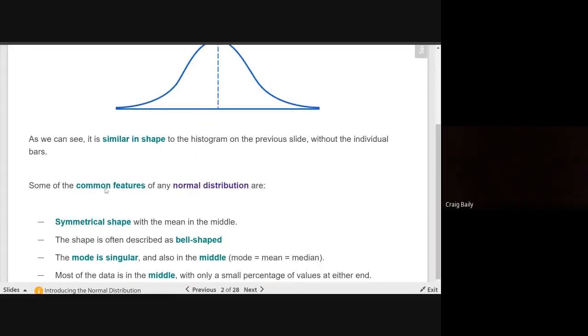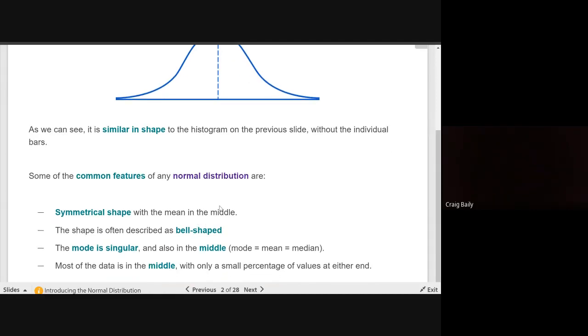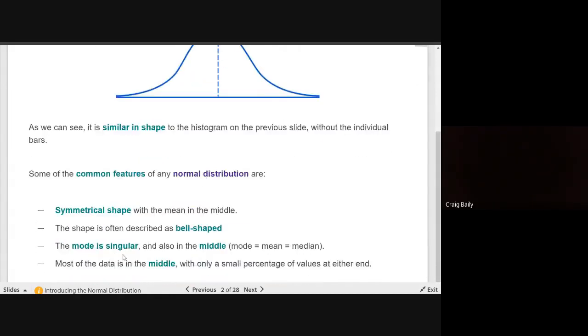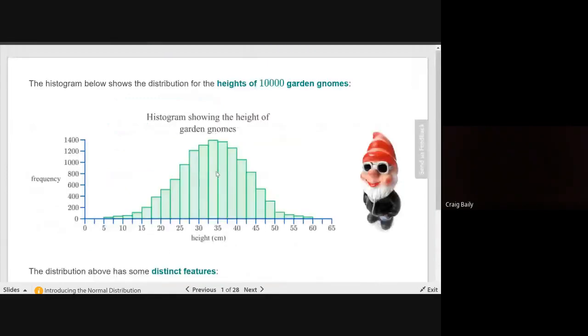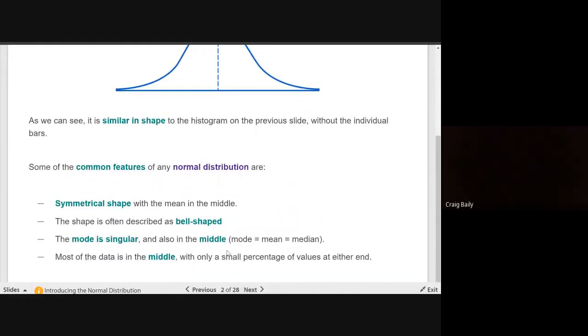As we said, the features of the normal distribution are symmetrical in shape with the mean, or average, right there in the middle. Whatever value is there, that's the mean, middle, and average. As we said, it's bell-shaped. There is a singular mode. That one mode is the highest. You're not going to have multi-modes and be a normal distribution. Mode is also in the middle, and in a normal distribution, the mode is equal to the mean, which is equal to the median. Most of the data is in the middle, with only a small percentage of values at either end.